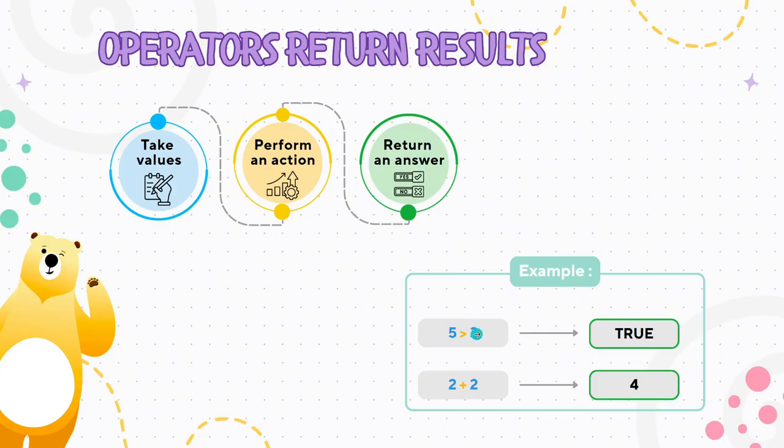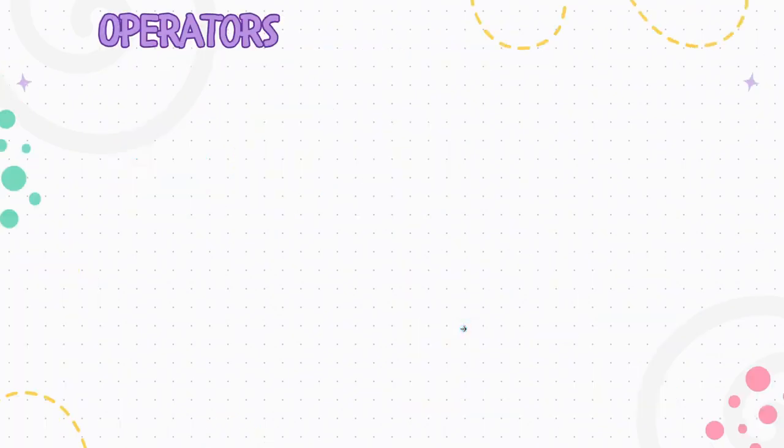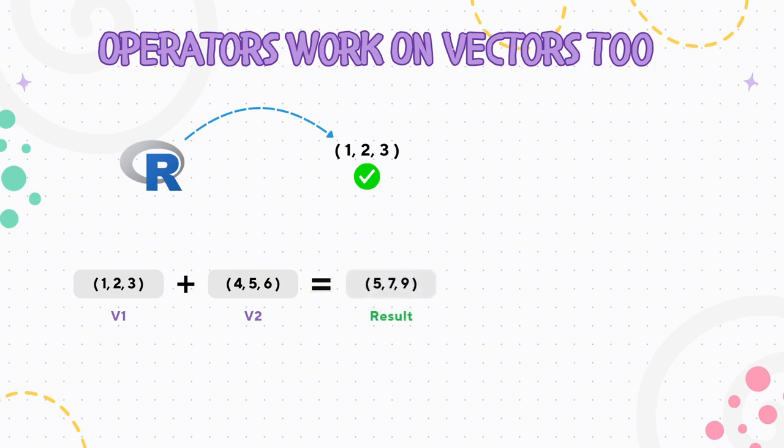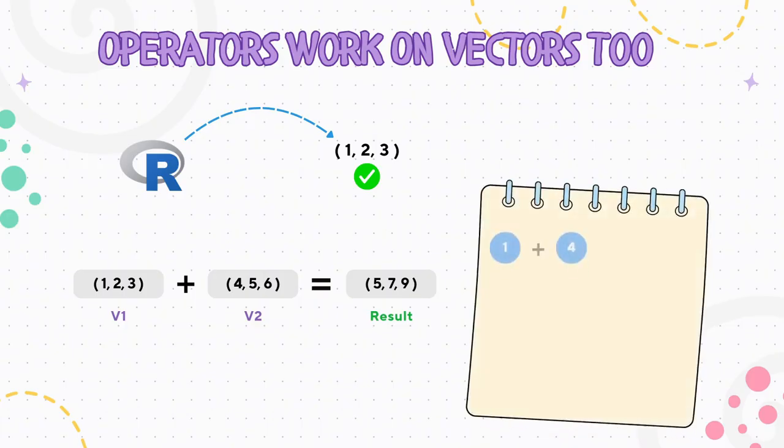And not only single number values, but R operators work with vectors as well. Since R is vector based, operators don't only work on single numbers, they apply to entire sets of vectors automatically. So adding one vector to another would give us the following result. And when using operators on vectors, they perform operations with the corresponding values. That is, 1 will be added to 4 and produce 5. 2 will be added to 5 because they are both in the second position of each vector, and it will give us a result of 7, and 3 will be added to 6 and give us a result of 9.